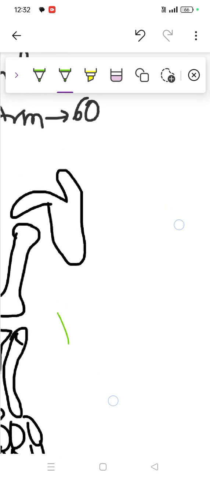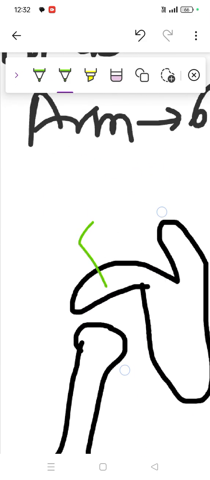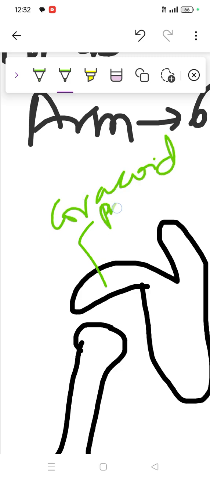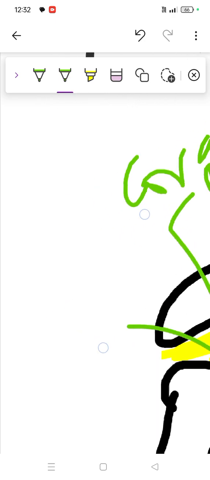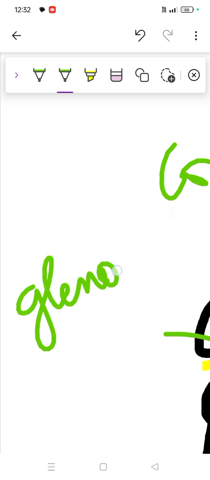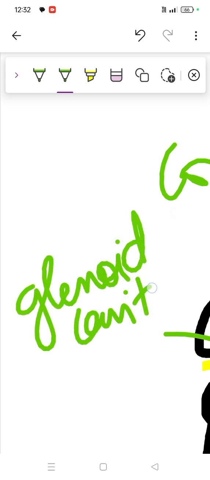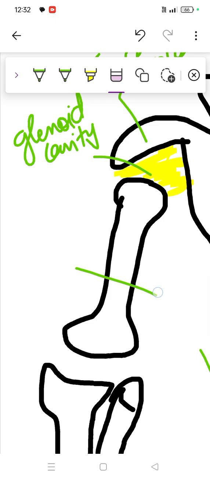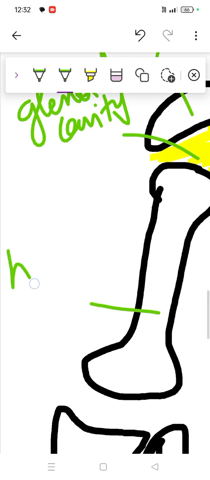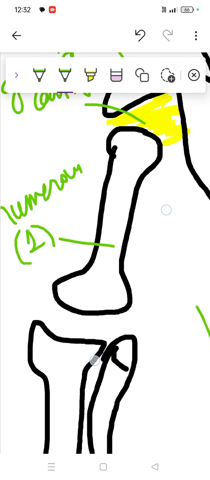First one, this kind of curve, is called the coracoid process. Here, this cavity where these are embedded is named the glenoid cavity. Then this single bone is called the humerus, which is one in number, right? Then here is the joint between this.